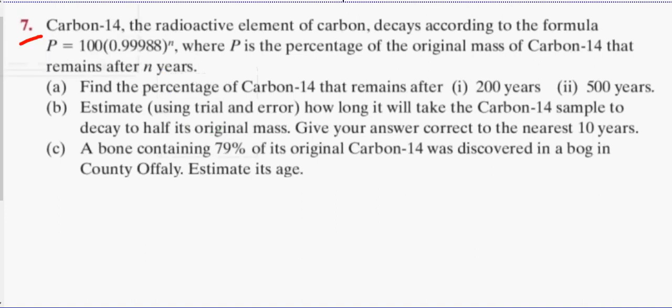So, carbon 14, the radioactive element of carbon, decays according to the formula P equals 100 times 0.99988 to the power of n, where P is the percentage of the original mass of carbon 14 that remains. Find the percentage of carbon 14 that remains after 200 years.